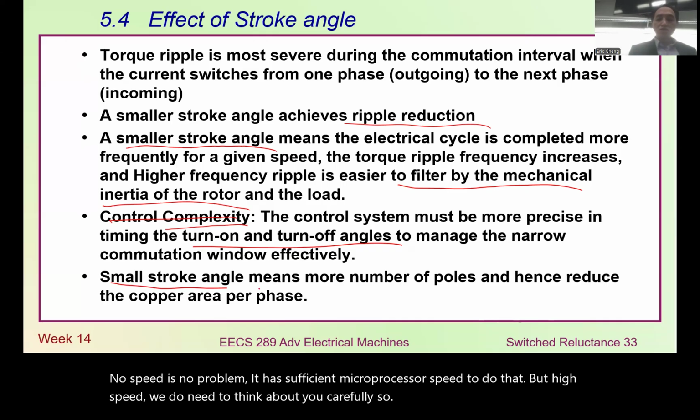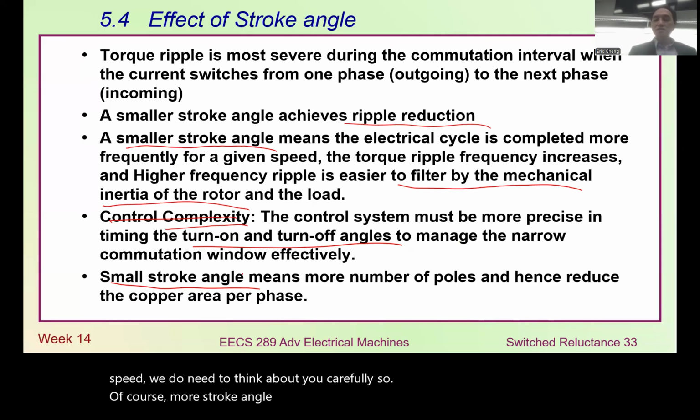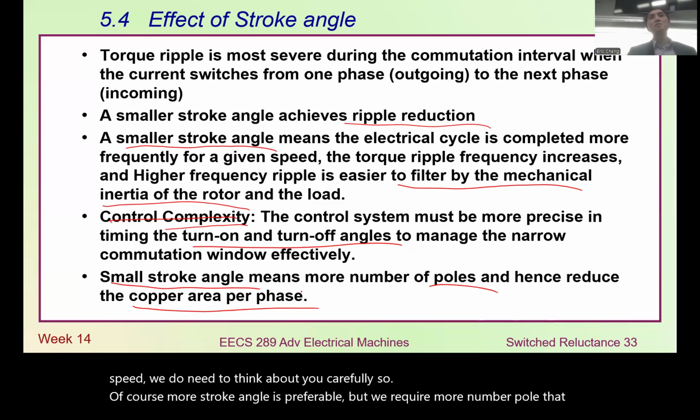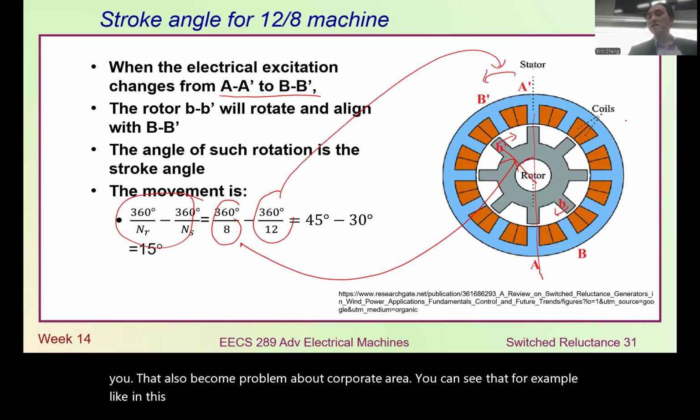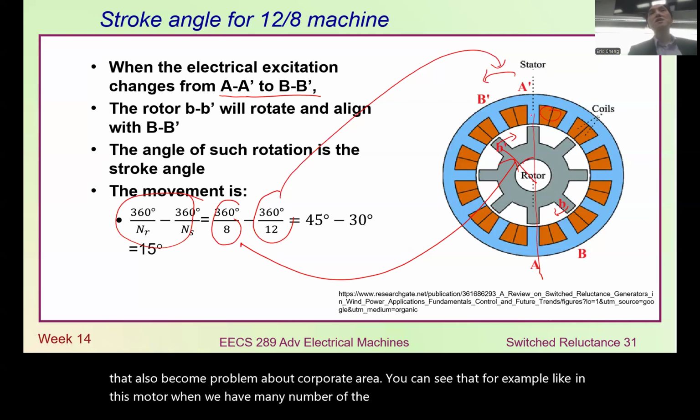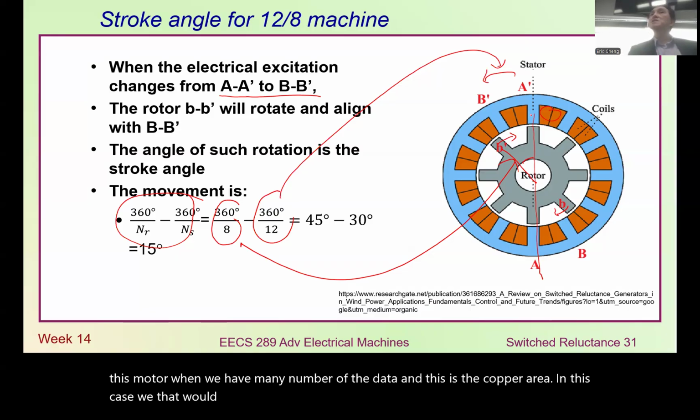Of course, a larger stroke angle is preferable, but we require more poles. That also becomes a problem for the copper area. You can see that, for example, in this motor, when we have many stator poles, this is the copper area. In this case, that will reduce the copper area. That means less copper, more copper losses. So that's something we don't quite like.